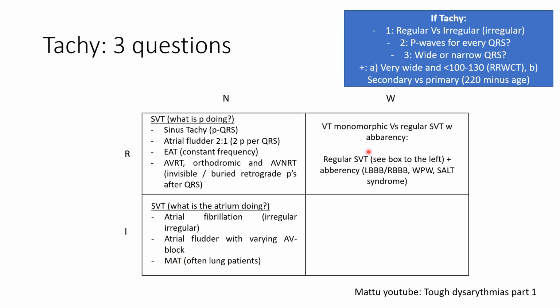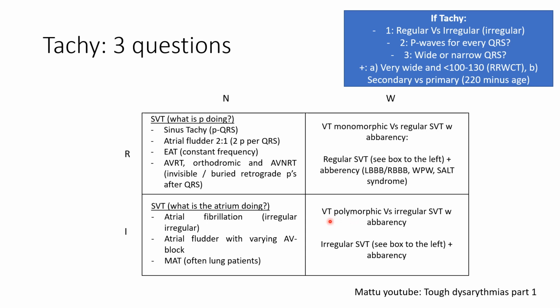Then you come on to the wide and regular, and the wide and regular is monomorphic VT, or it's regular SVT with aberrancy. And the regular SVTs are these, and if they have an aberrancy, for instance, left or right bundle branch block, it may be SALT syndrome, like a toxidrome, or so. It might be something else that makes the QRS wide. Well, then you have a case of SVT with aberrancy, but as we'll go into, it's hard to distinguish these two.